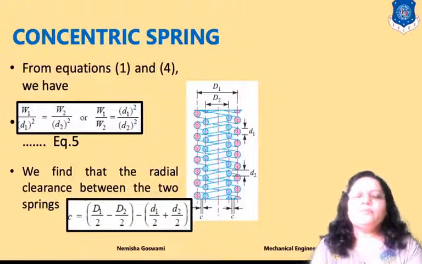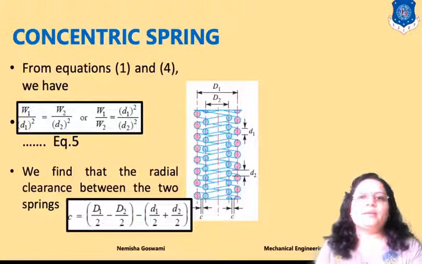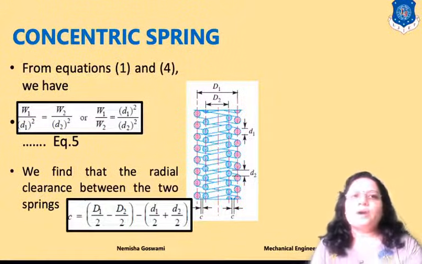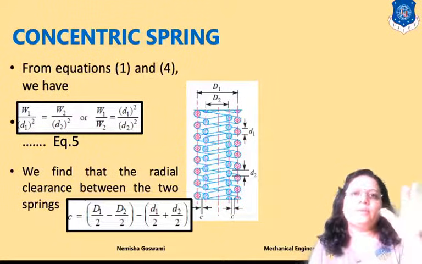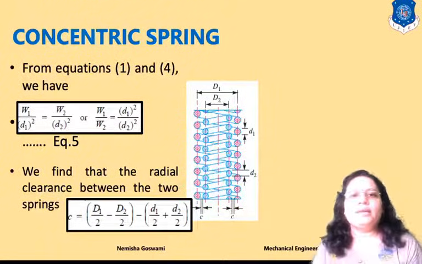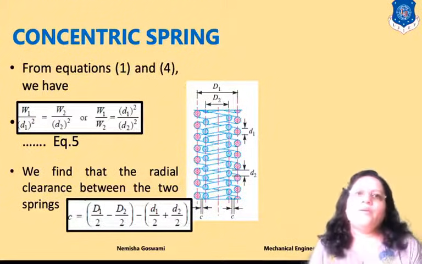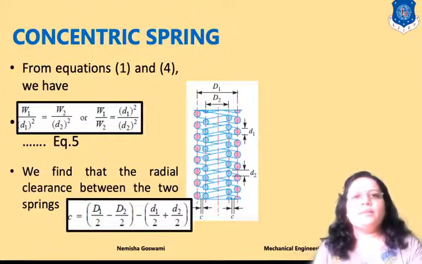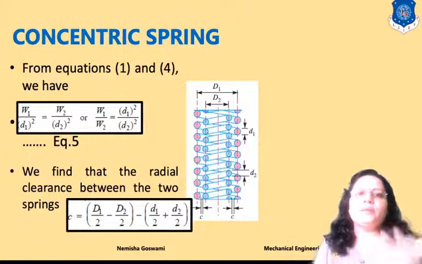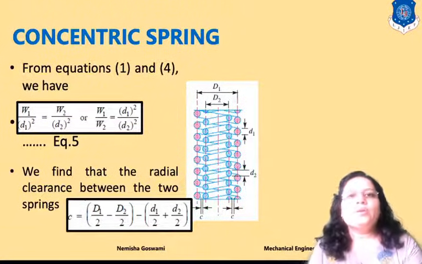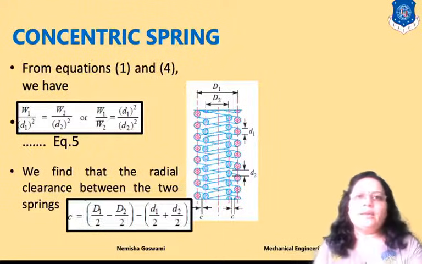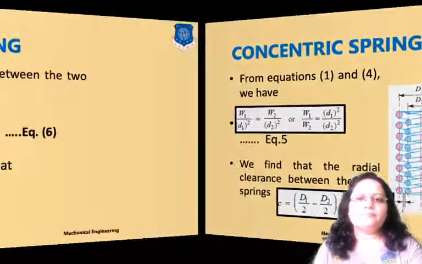So after considering equations 1 and 4, we have W1 divided by D1 squared is equal to W2 divided by D2 squared. So after solving this equation, the axial load taken by the outer spring divided by the axial load taken by the inner spring is equal to the square of the mean coil diameter of the outer spring divided by the square of the mean coil diameter of the inner spring. So this is the relation. If W1 is given and D1, D2 are given, you have to find out W2. You can find any unknown parameter if the other parameters are given. This is indicated by equation number 5.